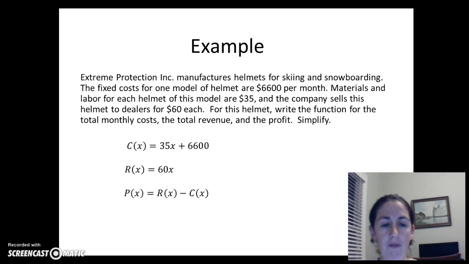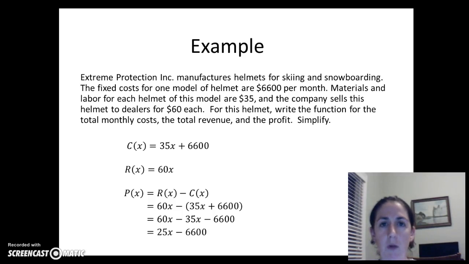And now your profit function takes your entire revenue function and subtracts off your entire cost function. What's really important to remember? You're subtracting off that entire cost function. So keep your cost function in parentheses so that you remember to distribute that negative. And when you do, you get 60x minus 35x minus 6,600. Always simplify your profit function. Always simplify. Combine like terms, we get 25x minus 6,600.